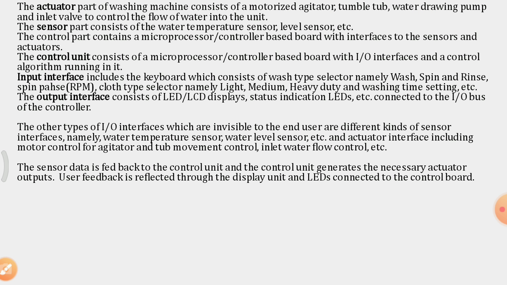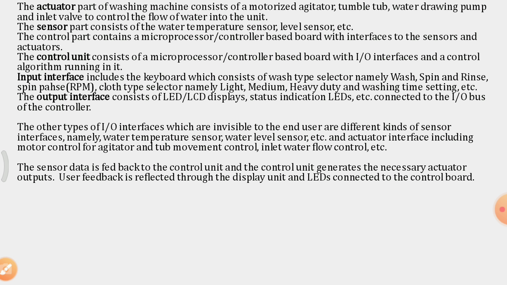So this washing machine has different parts. First we'll go through the actuator part. The actuator part of the washing machine consists of a motorized agitator, a tumble tub where we put all the clothes, and water drawing pumps like an inlet valve to control the flow of water into the unit, as well as an outlet valve which flows the water out of the washing machine.